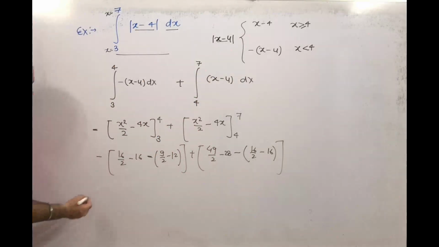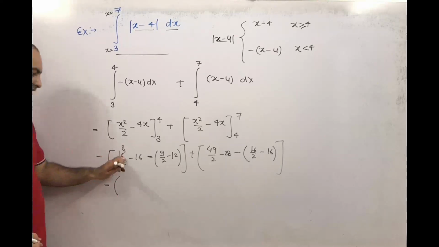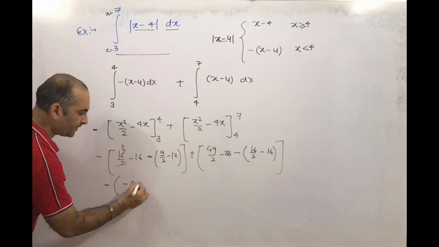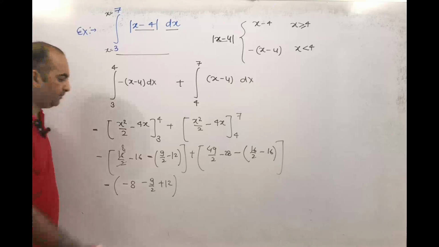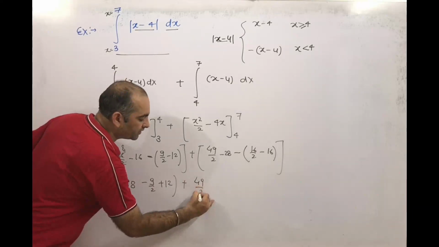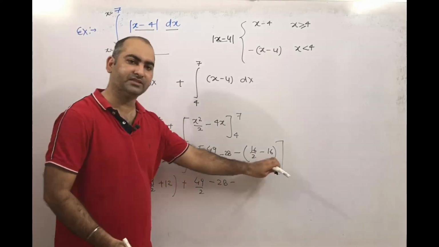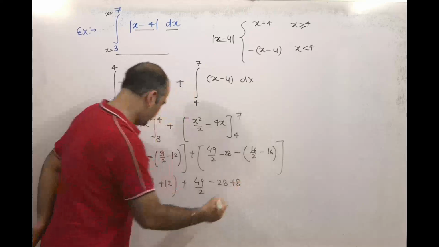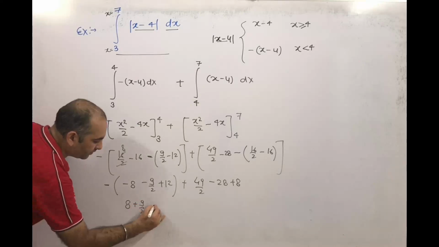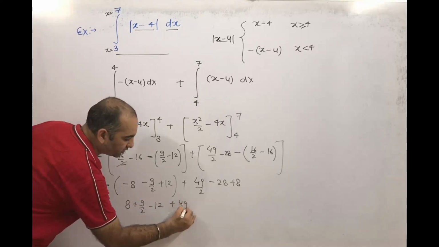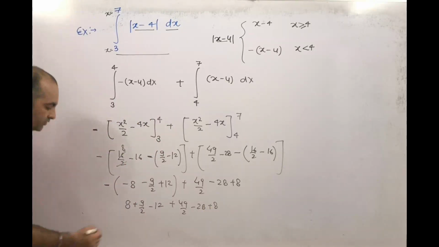So here, this will be 8. So minus, in bracket, 8 minus 16 is minus 8, minus 9 by 2 plus 12. Plus here, 49 by 2 minus 28 minus, 8 minus 16 is minus 8, so this is plus 8. So this will come as 8 plus 9 by 2 minus 12 plus 49 by 2 minus 28 plus 8. So we have to simplify this, and that is your answer.